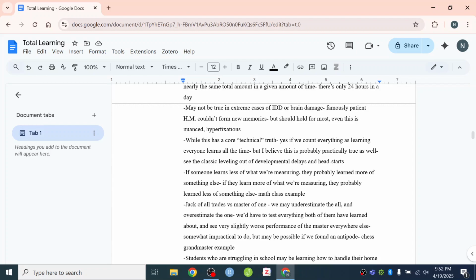And if you add it up, and there's probably no practical way to do this, but if you added up all of the learning that they missed out on by prioritizing learning about chess, wouldn't it all add up to be a similar amount of total learning?